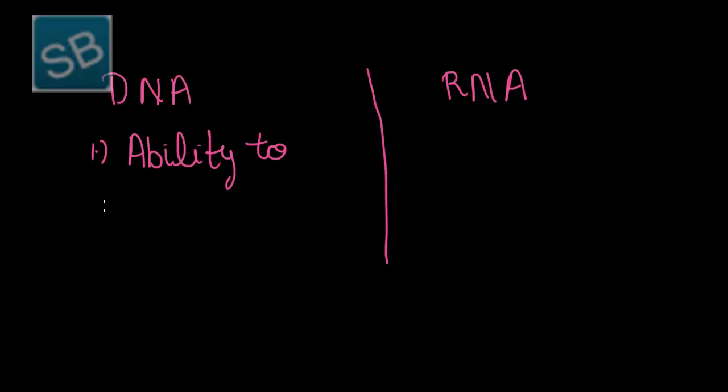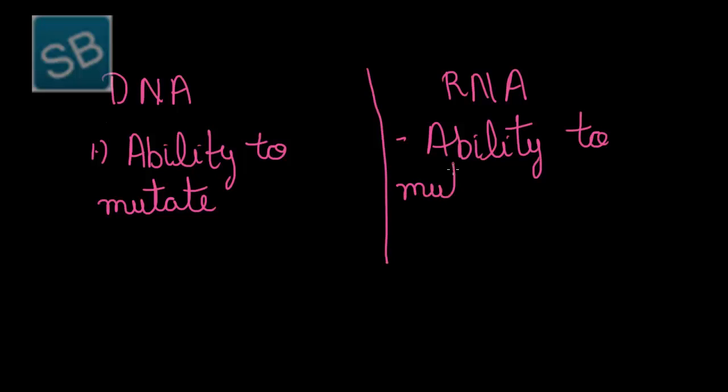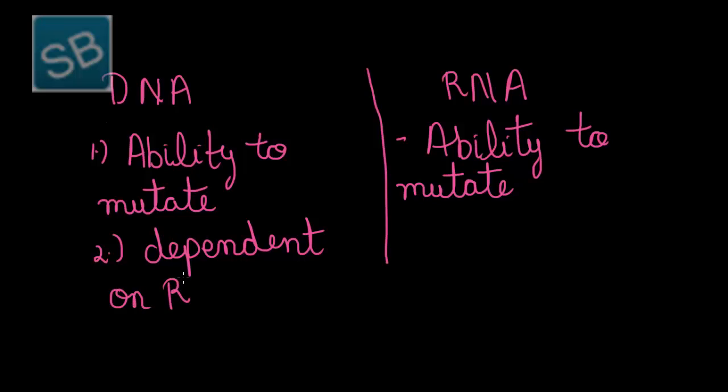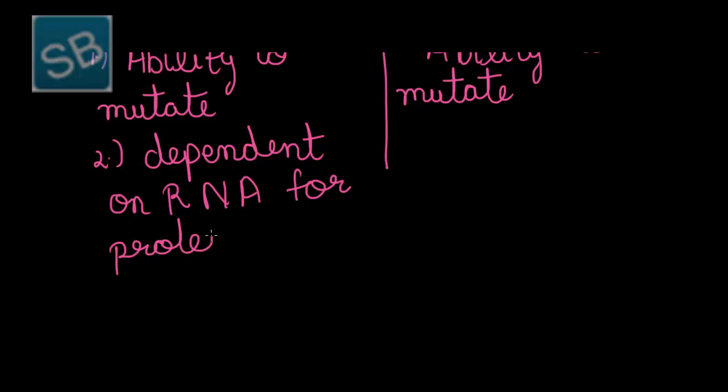First, DNA and RNA both have the ability to mutate. Second, DNA is dependent on RNA for protein synthesis, while RNA individually has the property that it can synthesize protein.